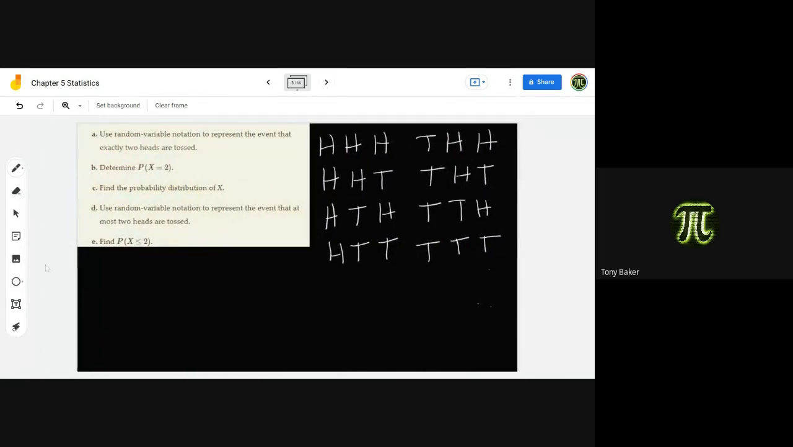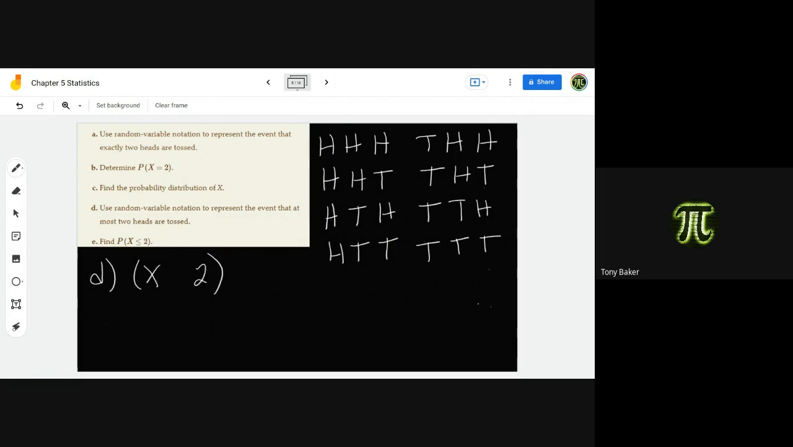All right. The next one says use a random variable notation to represent the event that at most 2 heads were tossed. So if I want at most, what's going to be my symbol in the middle? Which numbers work? If I'm saying at most 2, we're going to have multiple things that work for this. Which numbers would work? 0, 1, and 2.